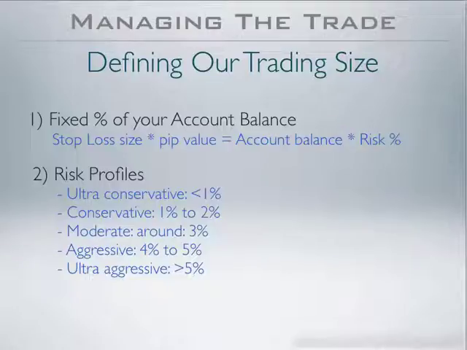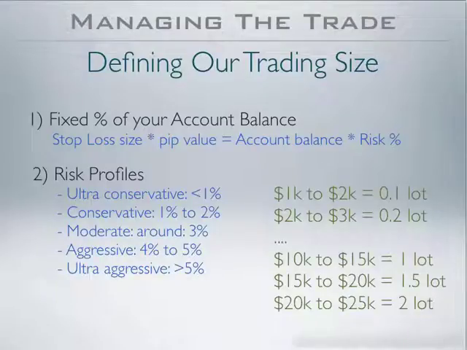For example, some traders, especially those who like to keep things simple, follow a sequential order as far as defining their trading size. So, if their account is between $1,000 to $2,000, they simply trade 0.1 standard lot, or what's the same, 1 mini lot. Then as they grow their account over $2,000, let's say from $2,000 to $3,000, they pump it up to 0.2 standard lots, and so on and so forth.